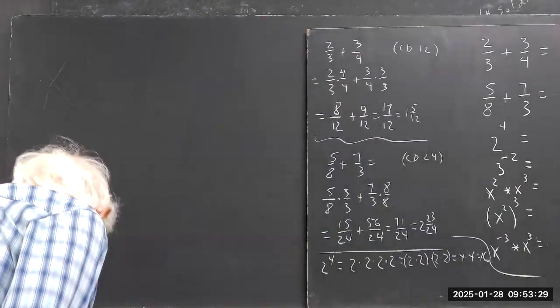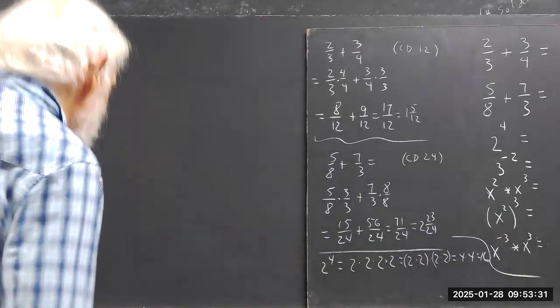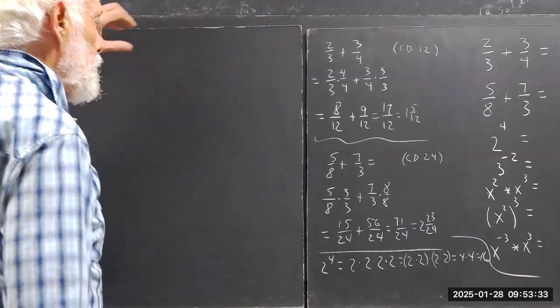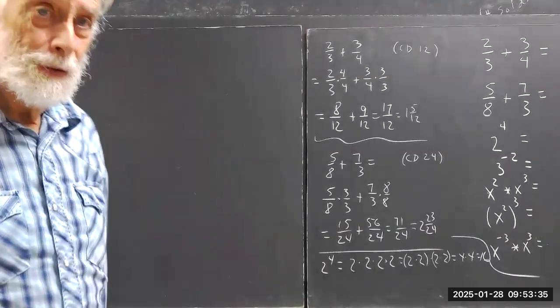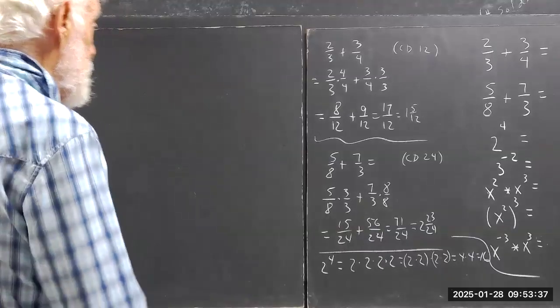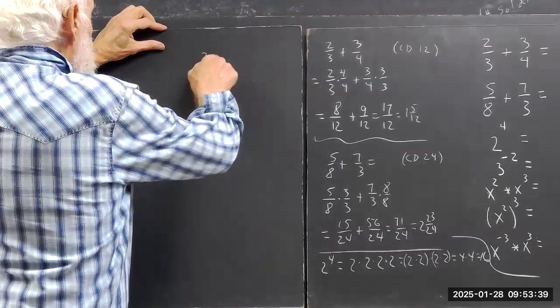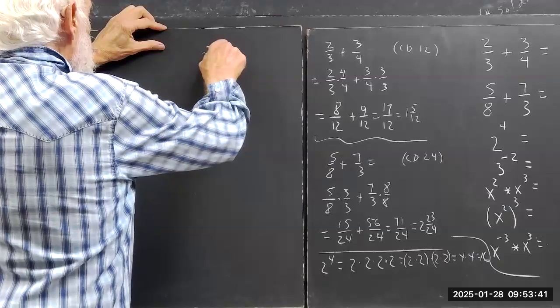Now let's talk about our friends, the negative exponents. This is the thing that people often miss. Okay. They don't seem to understand it, and we'll see why it's true in a minute.